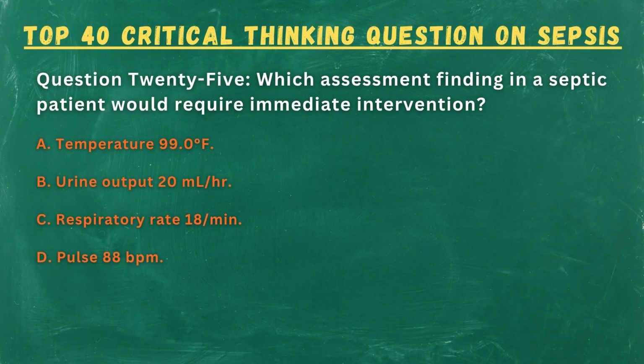Question 25. Which assessment finding in a septic patient would require immediate intervention? A. Temperature 99.0 degrees Fahrenheit. B. Urine output 20 milliliters per hour. C. Respiratory rate 18 per minute. D. Pulse 88 BPM. Answer: B. Urine output 20 milliliters per hour.